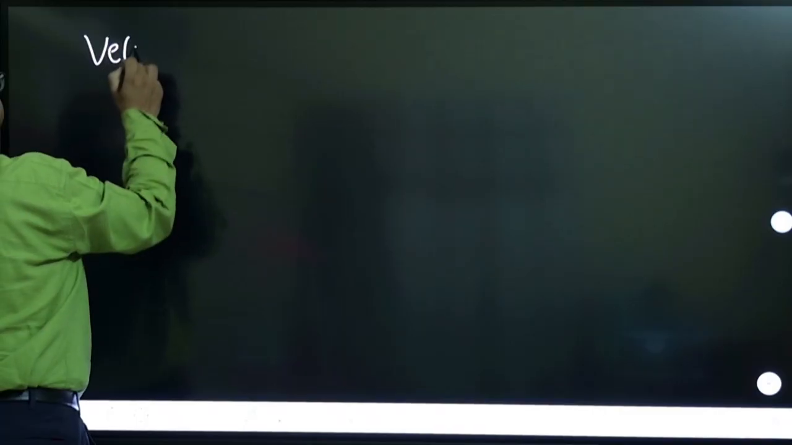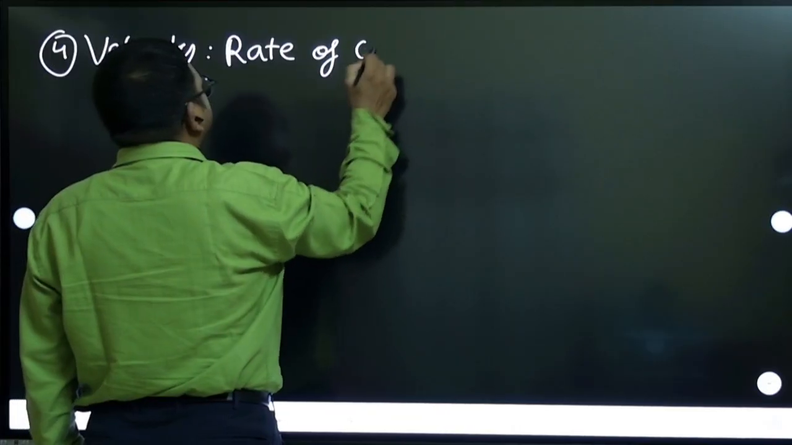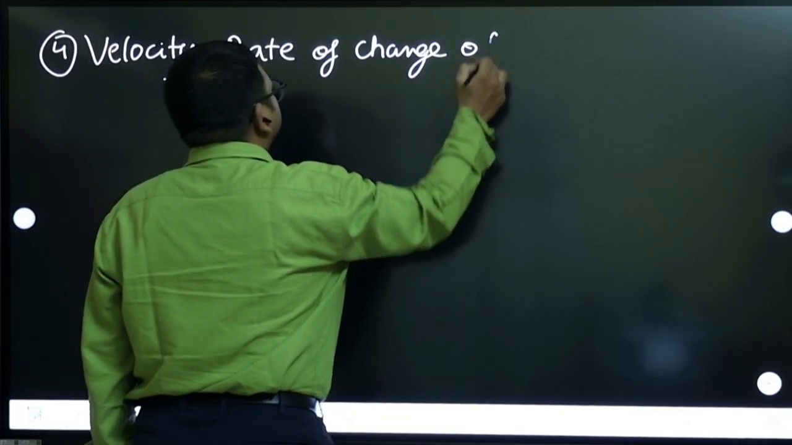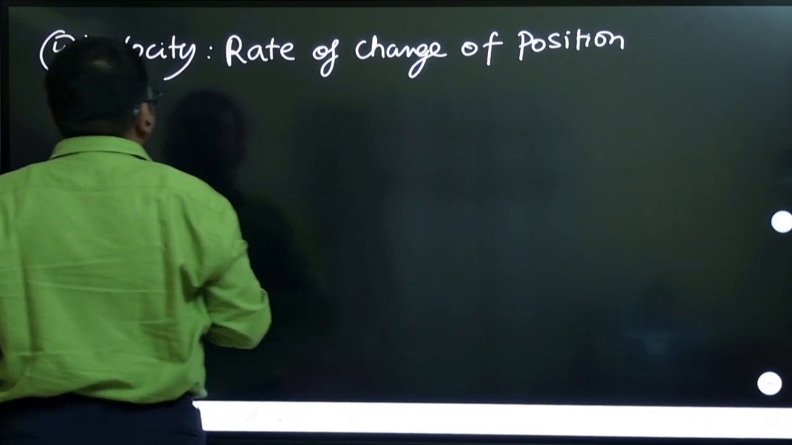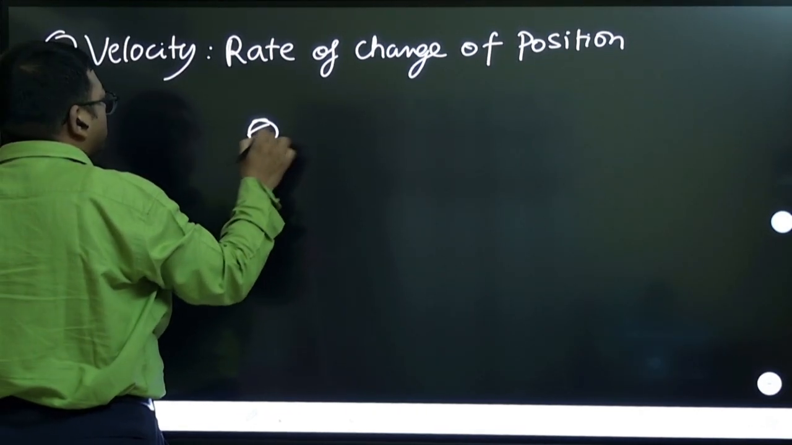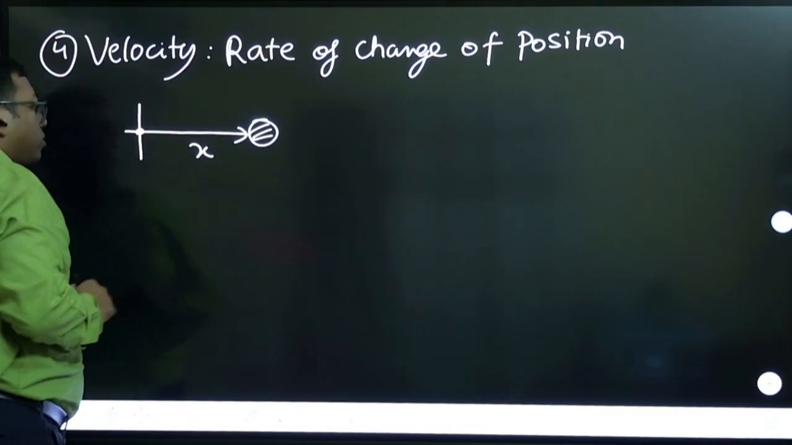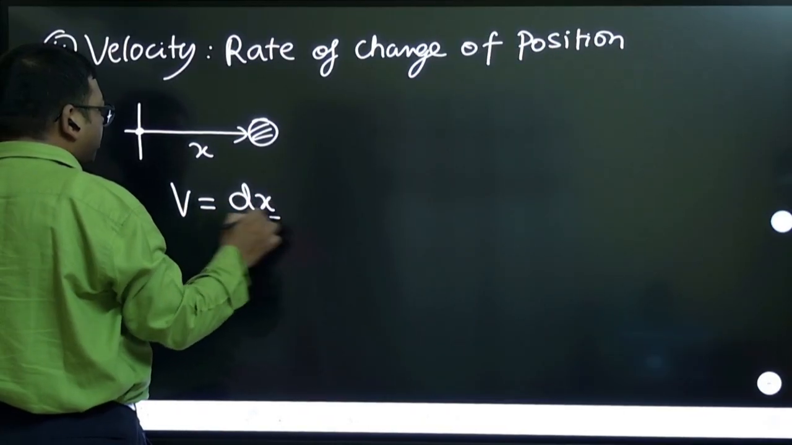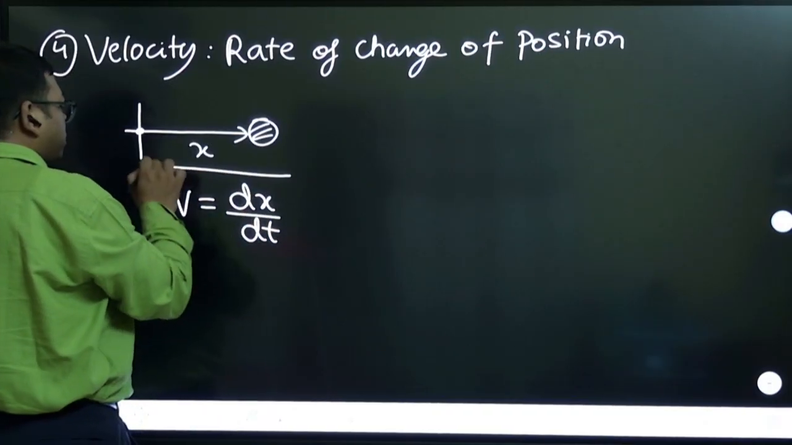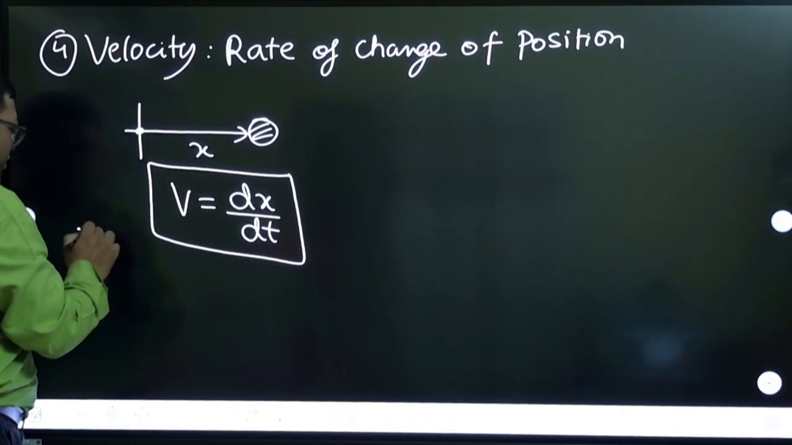So velocity. Fourth one. Velocity is the rate of change of position. So suppose a body is at position x from the origin, then rate of change of position means differentiation, dx by dt, that is called rate. So this definition of velocity is the fundamental definition of instantaneous velocity.